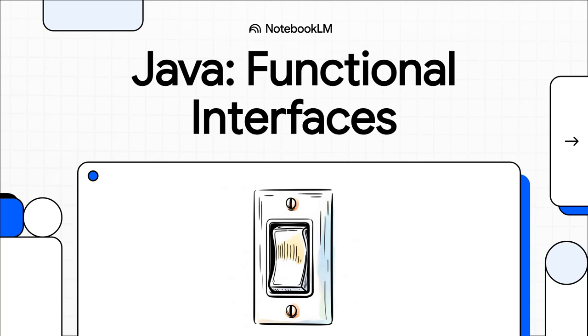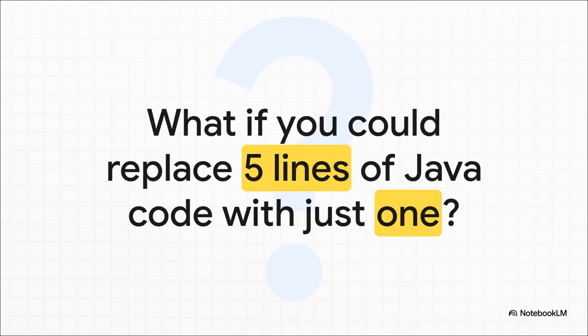In modern Java, some of the absolute biggest improvements in code clarity and power come from one simple idea. Today, we're going to break down that exact idea, functional interfaces. So let's start with a question.